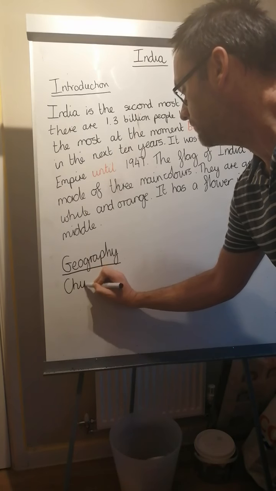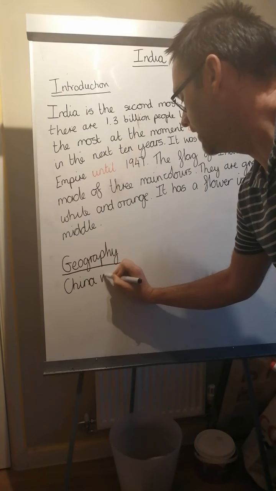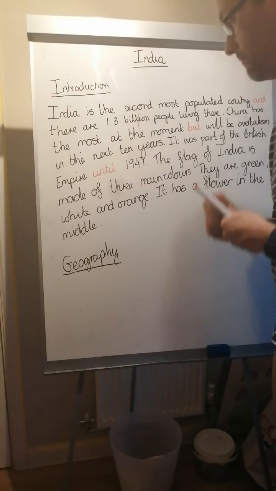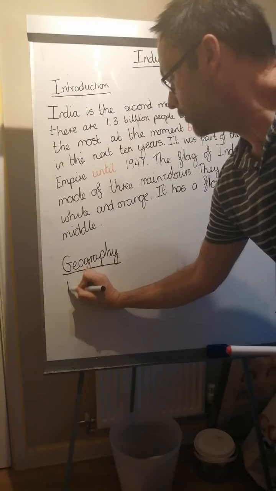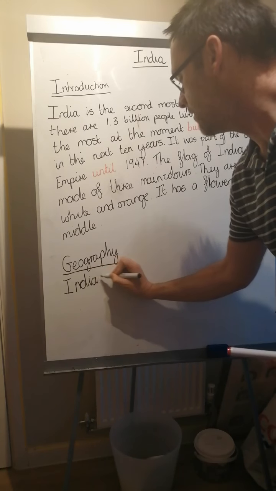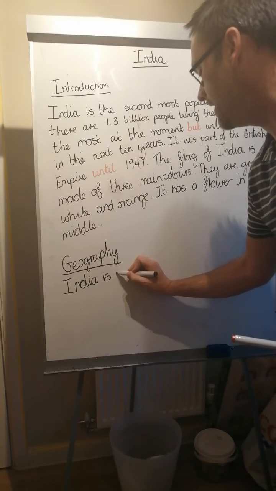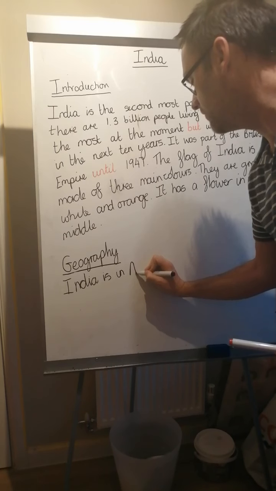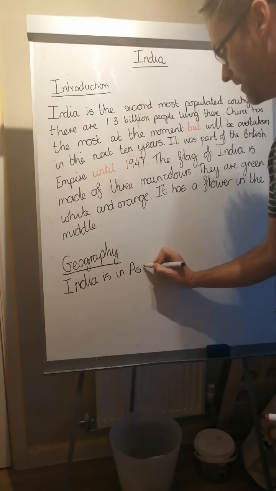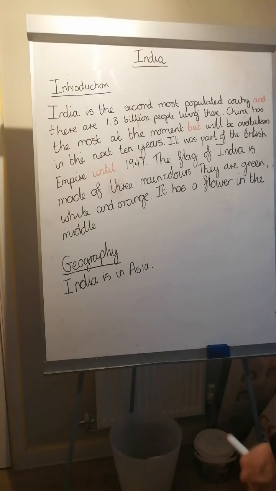So I know that China is, no, we're not talking about China. We're talking about India. It's all well and good knowing where China is, but we're doing about India. Got carried away. India is in Asia. Asia is the name of a place, remember, so it needs a capital letter. It's a bit of a funny spelling for Asia. India is in Asia. If you wanted to be really specific, you could say that it was in South Asia.